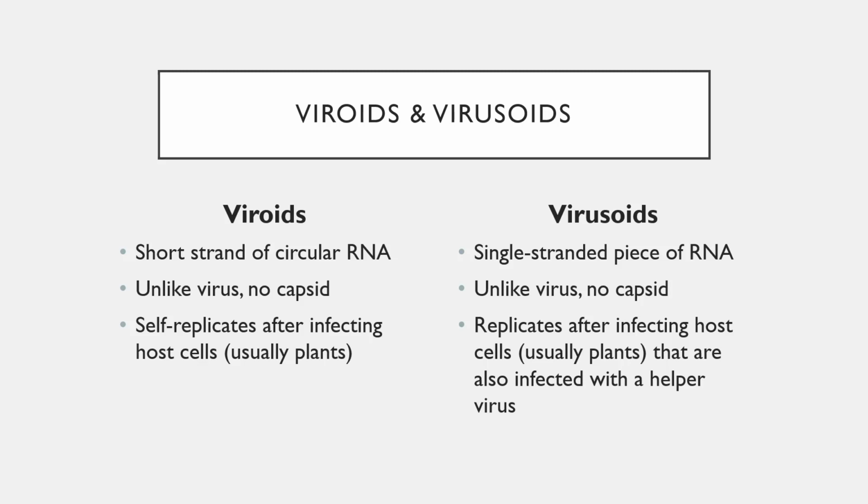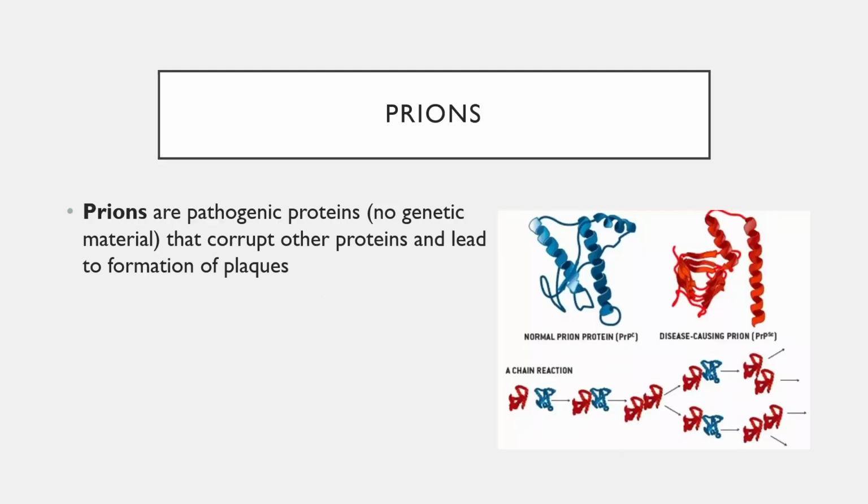The difference between the two is that viroids are able to self-replicate after infecting their host cell, which is usually a plant. Virusoids are only able to replicate inside of host cells that have also already been co-infected with a helper virus. And lastly, we have prions.